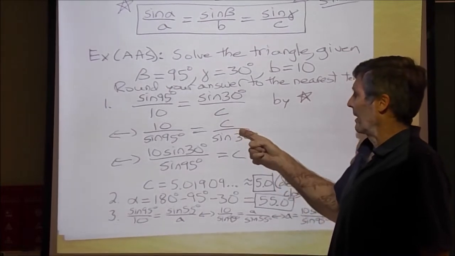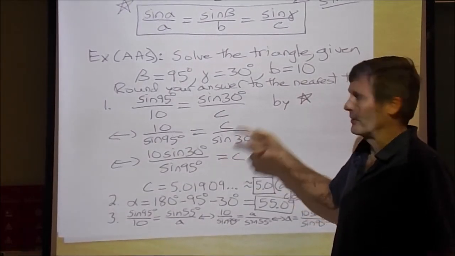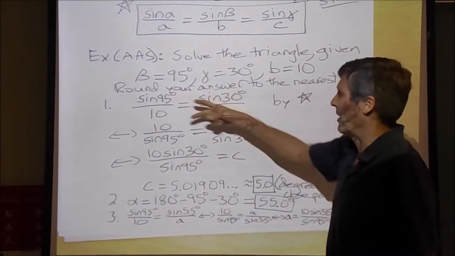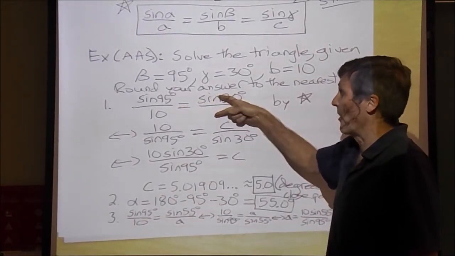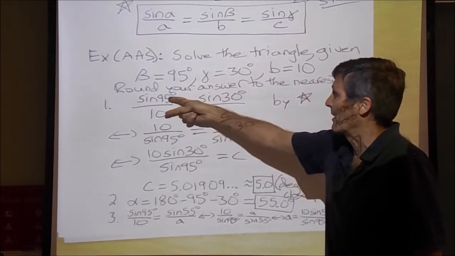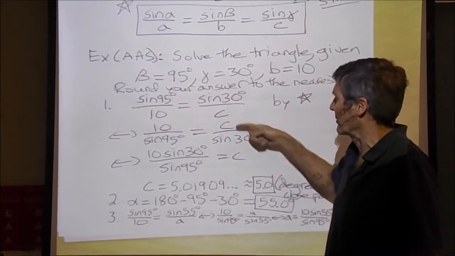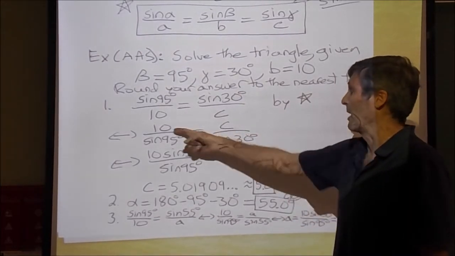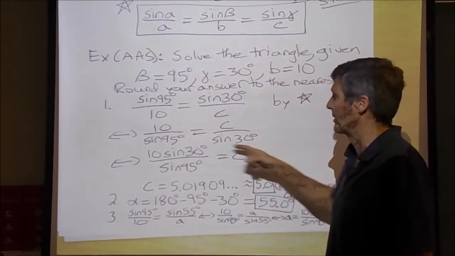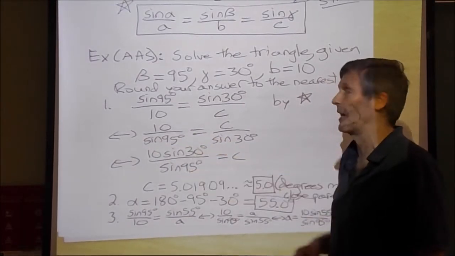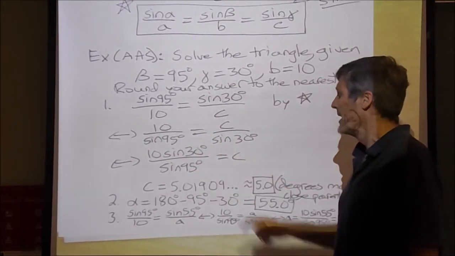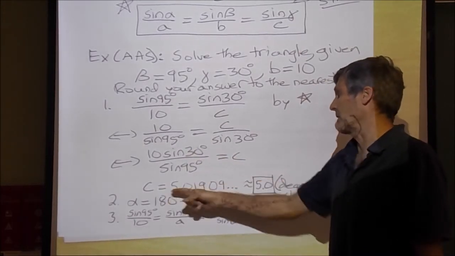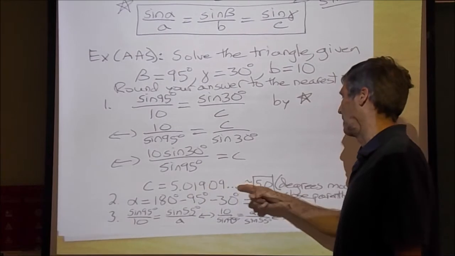There are lots of algebraic ways to do it. You can do whichever way works better for you. I like taking the reciprocals of both sides. If these two are equal, then their reciprocals are equal. 10 is to sine 95, turning this one upside down, as C is to sine 30, turning this one upside down. Now, all I've got to do is multiply both sides by sine 30, canceling this one and leaving 10 sine 30 over sine 95 on this side. On my calculator, I run this, and I get C is equal to 5.01909, and so on.